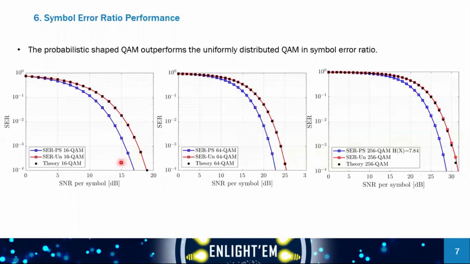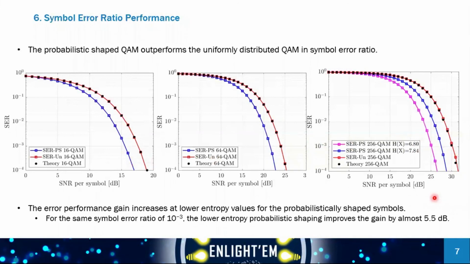As can be seen from these plots, the probabilistic shaped QAM outperforms the uniformly distributed QAM in these noise limited channel conditions. For example, if we consider a symbol error ratio of 10 to the power of -3, the SNR improvement is 2.1 dB for 16 QAM, 2.6 dB for 64 QAM, and 3 dB for 256 QAM.